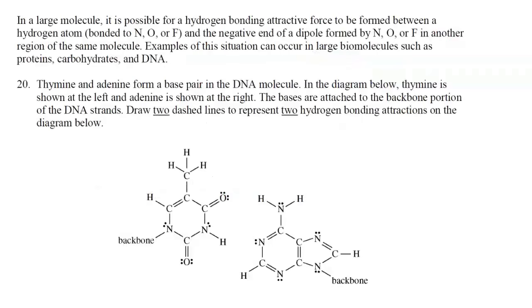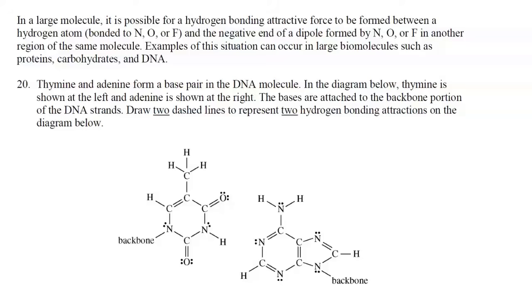In a large molecule, it is possible for a hydrogen bonding attractive force to be formed between a hydrogen atom bonded to N, O, or F, and the negative end of a dipole formed by N, O, or F in another region of the same molecule. Examples of this situation can occur in large biomolecules such as proteins, carbohydrates, and DNA.